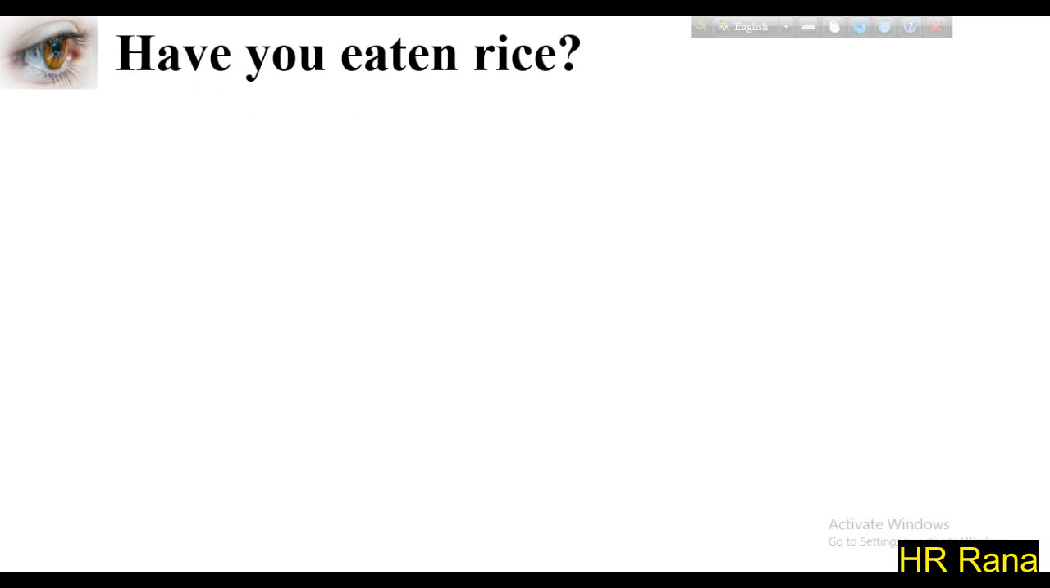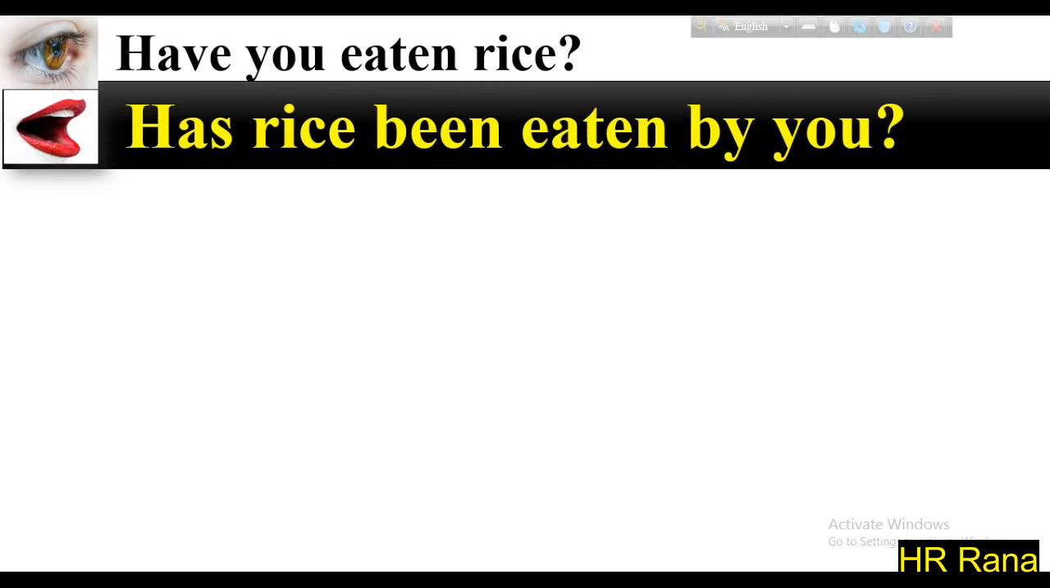Look at the sentence. Have you eaten rice? Okay, have and eaten, the past participle form, so this is present perfect tense. Now check: has rice been eaten by you? It is present perfect tense.